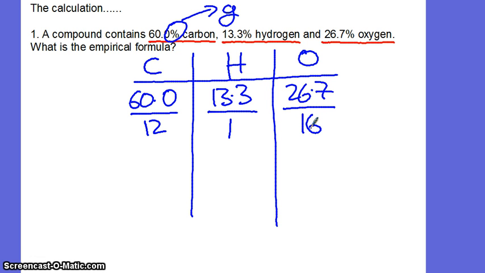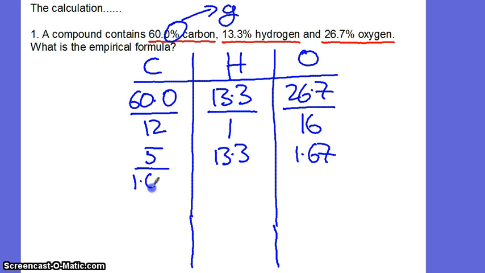They're all on your periodic table. So you do those divisions, and 60 divided by 12 gives 5, 13.3 divided by 1 gives 13.3, and 26.7 divided by 16 gives 1.67. Now, after that, you need to do another division. What you do is find your smallest number here, and then divide all of these by the smallest number. So you have 5 divided by 1.67, 13.3 divided by 1.67, and 1.67 divided by itself.